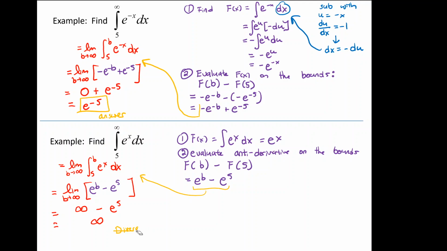But the best answer for a problem like this one is to say that this integral diverges. Which reminds me, I got to go up and fix the missing last step on the top example. So instead of answer, I'll say converges. It's a good final statement. The integral converges to e to the negative 5. Whereas the second one on the bottom diverges.